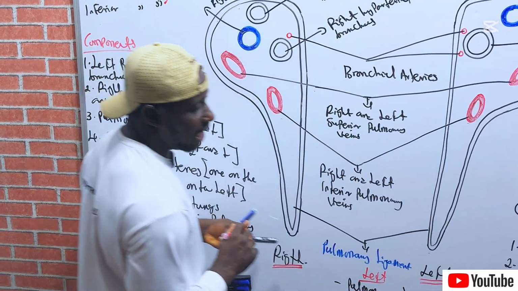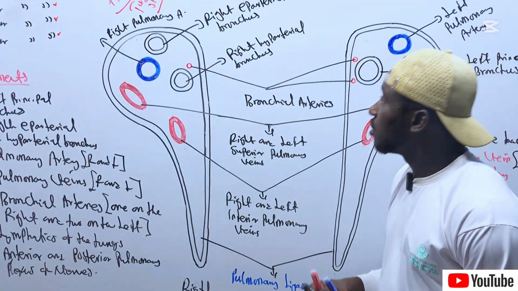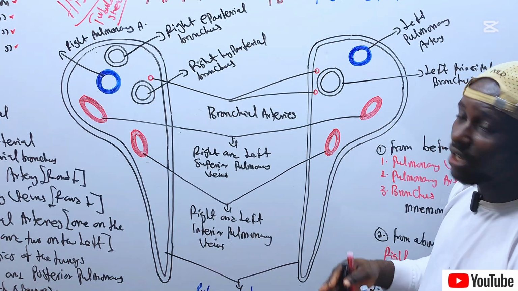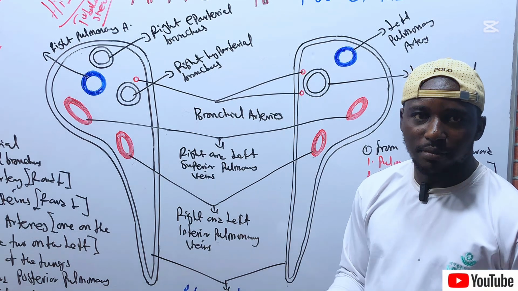So we have come to the end of the class. We have discussed the root of the lungs, ranging from its introduction to its relation. In my next class, I will be treating the bronchopulmonary segment, which is BPS.